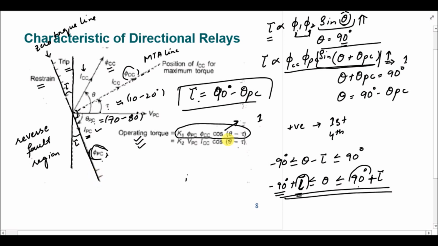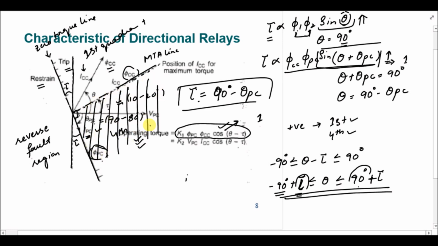We have to make this cosine maximum and positive, so the cosine value is positive in first and fourth quadrant, so that's why we have a tilted zero torque line. And we have two quadrants, which are first quadrant and fourth quadrant. So this is your fourth quadrant and this is your first quadrant. So these are the two regions in which we have a positive torque and the maximum torque.